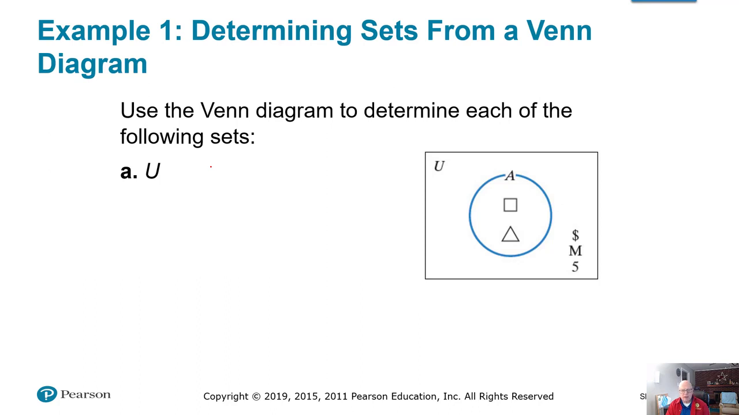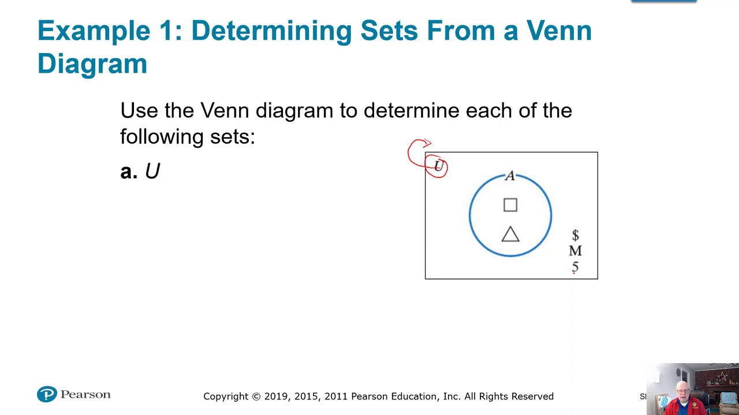Here's a Venn diagram. You can see here's the universal set. I might be inclined to put the U outside so you don't think U is part of the answer. The A indicates that everything inside that blue circle belongs to set A. Inside set A, what do we have? We have a square and a rectangle from the looks of it. What do we have outside set A? A dollar sign, capital M, and a 5.